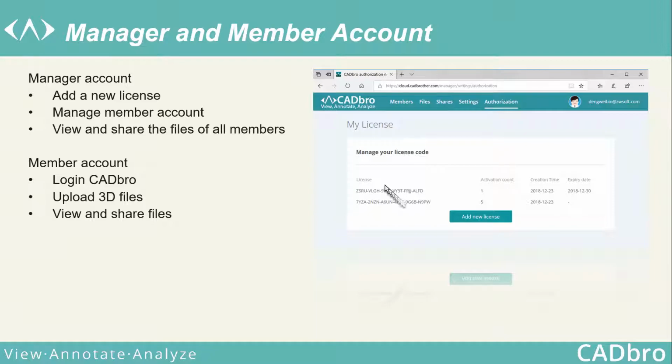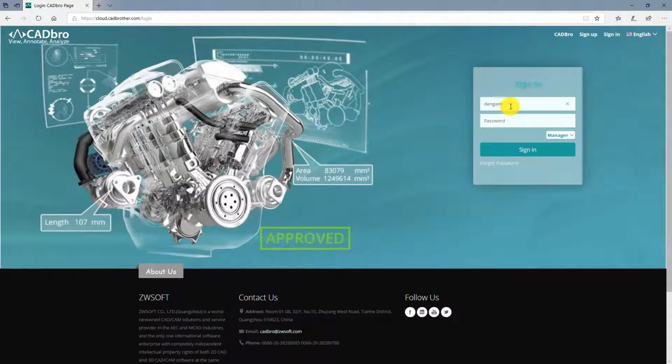Manager account and member account. CADbro Cloud provides two kinds of accounts for users to manage their data. In Manager account, you can easily manage the member accounts, view and share the 3D files. In Member account, you are able to upload the 3D files to cloud at the CADbro client ends. First, let's have a look at the Manager account.